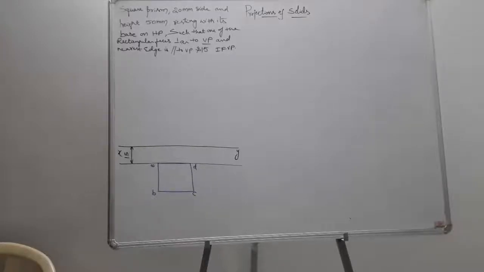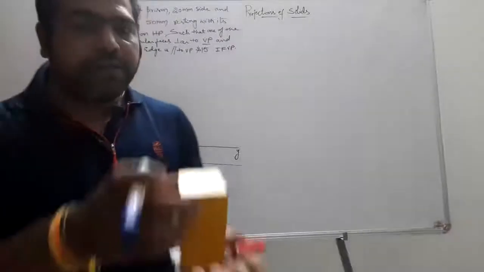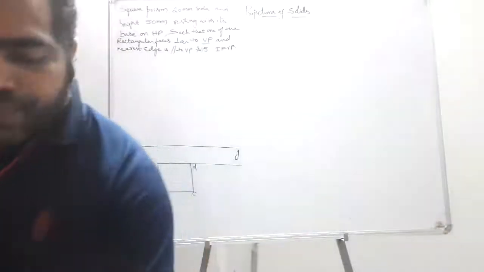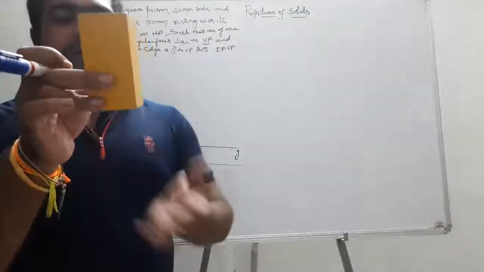Is it right? No, it's not right. Let us see why. Here it is a square prism. Prism means how many bases?